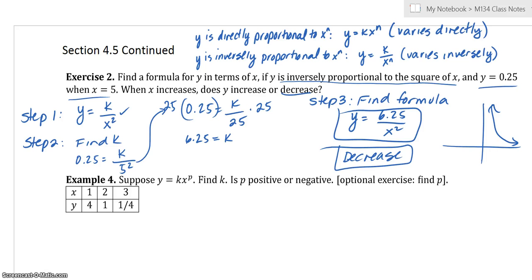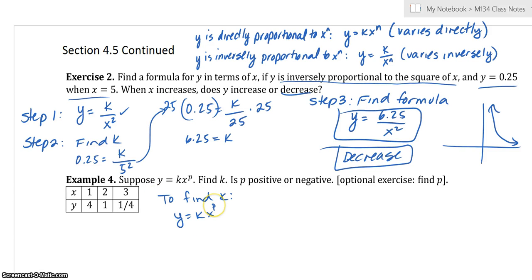Example 4. If you know it's a power function, you can actually find the p and the k. So suppose you have y equals k times x to the p. You know it's some power function, but you don't know which one. We don't know if it's direct or inverse. So we're going to figure it out. It says find k. Is p positive or negative? Optional exercise, find p. So let's go ahead and do that.